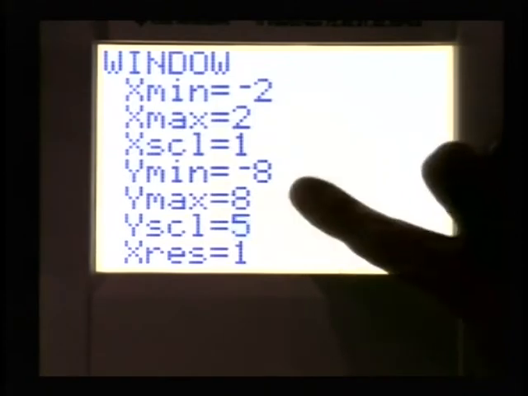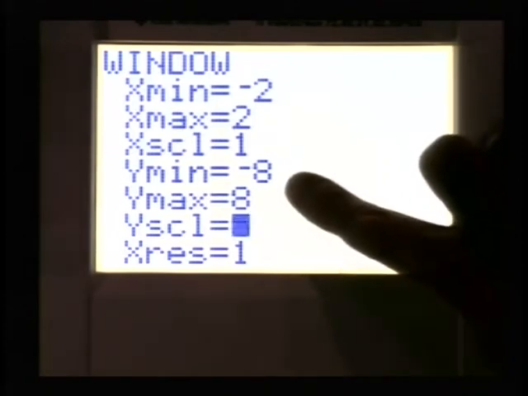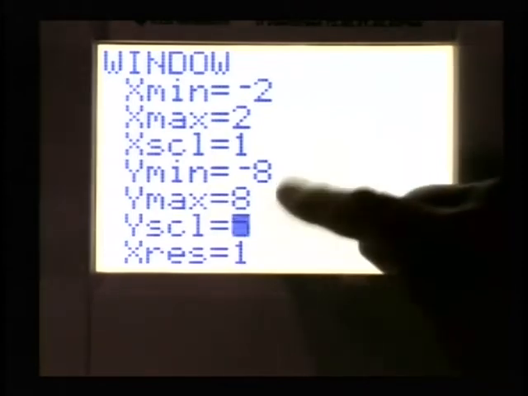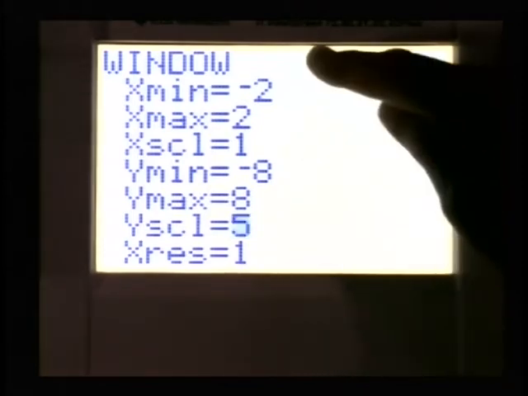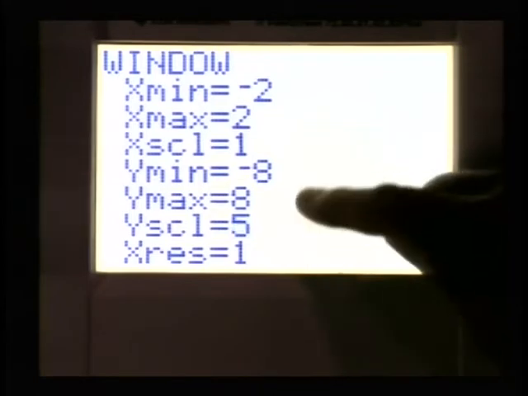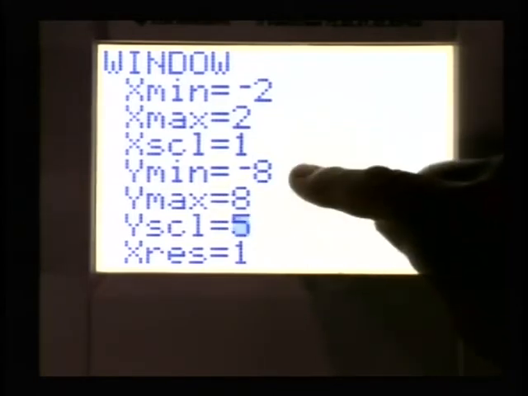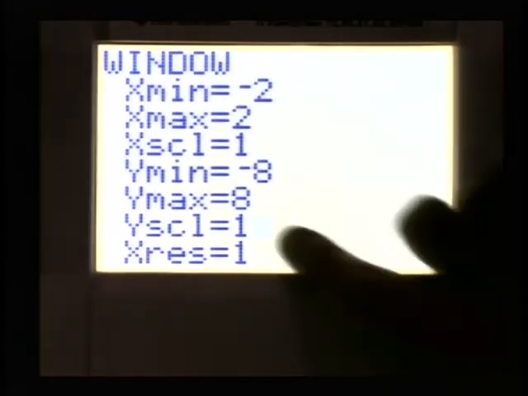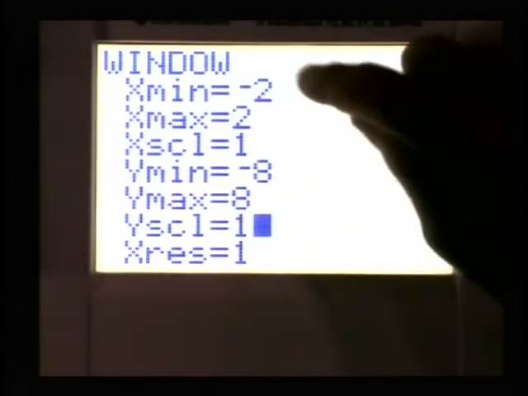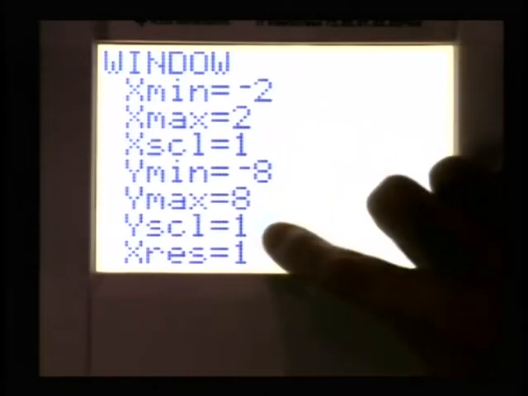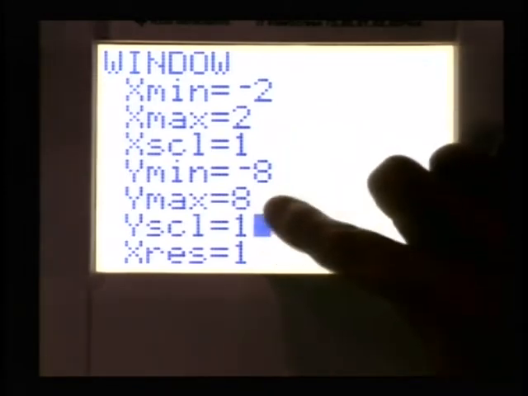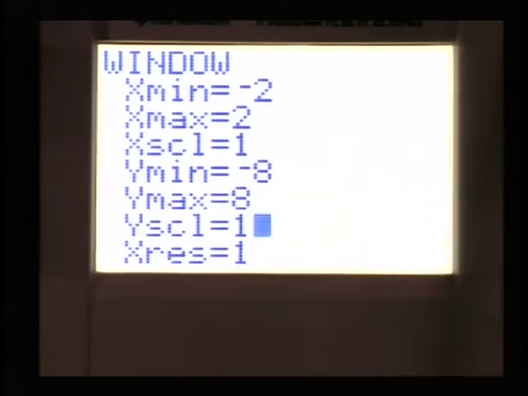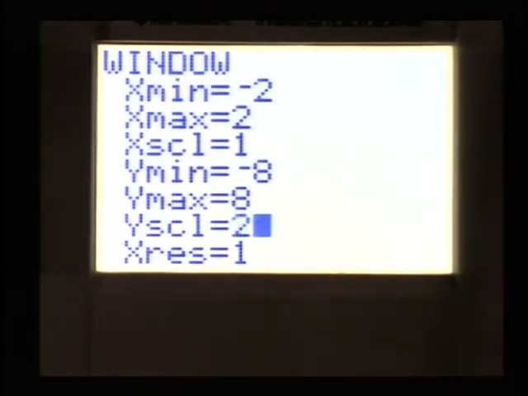The spread here from the bottom of the screen, y minimum, down on the bottom, that's what the bottom of the picture will look like, -8, to the top of the screen at 8, is going to be a spread of 16, isn't it? I don't want to use a 1 for my tick marks because there'd be 16 little tick marks and it's hard to count those. So I'm going to use something like maybe, how about 2? Because 2 goes into 16 kind of nicely. So I'm going to use a 2 for my scale marks.